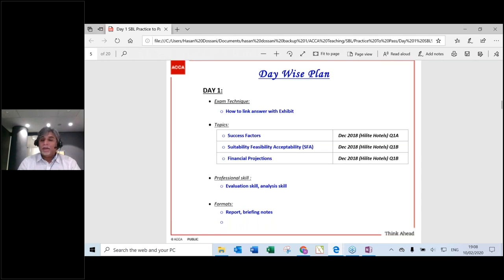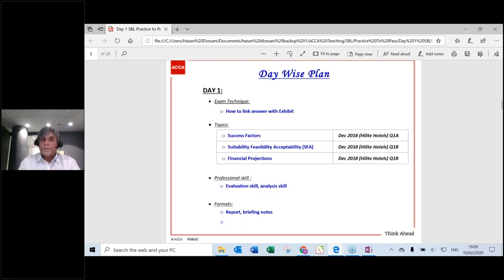So the first topic is success factors, followed by the suitability, feasibility, acceptability model, and then followed by financial projections. So the second topic is the SFA framework, and the third one is financial projections.